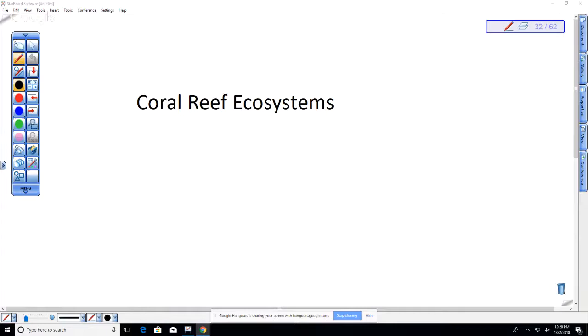So when we look at these coral reef ecosystems, they can actually be very, very deep. The coral skeleton, the dead part of the coral, can actually go down for hundreds of feet in some of the ecosystems that we see. When we look at where the coral reef ecosystems are located, they tend to be warm, so near the equator. We don't have coral reefs out on the Oregon coast, for example. It would have to be further south towards the equator.